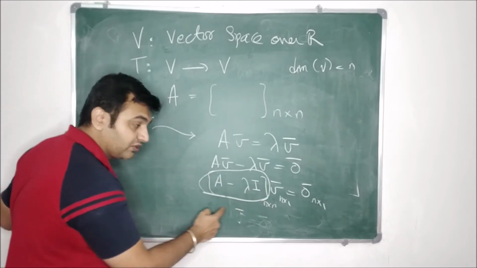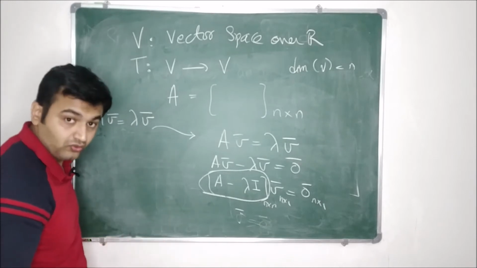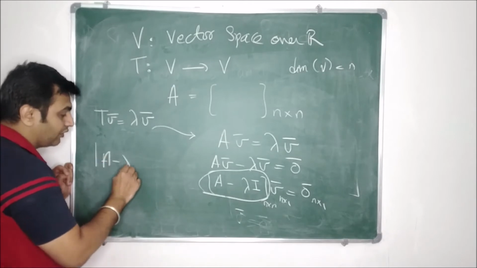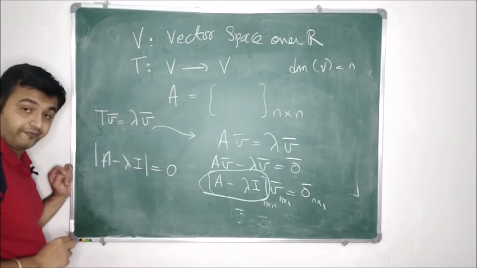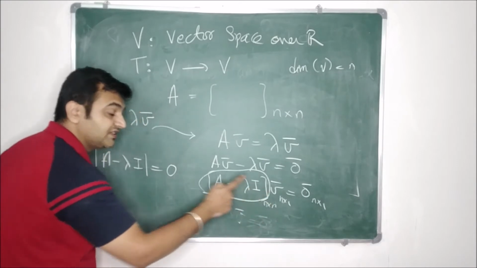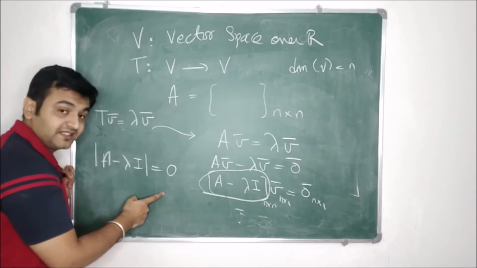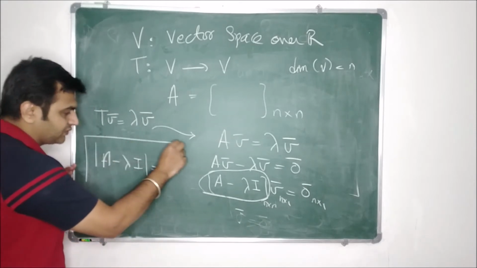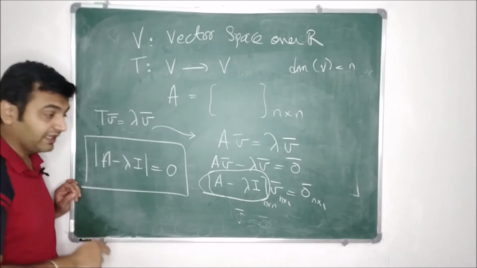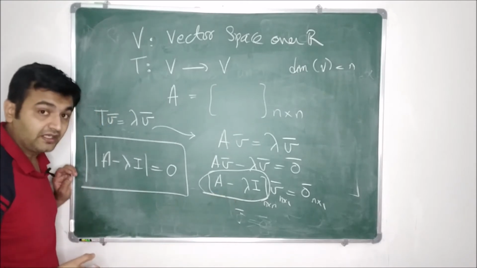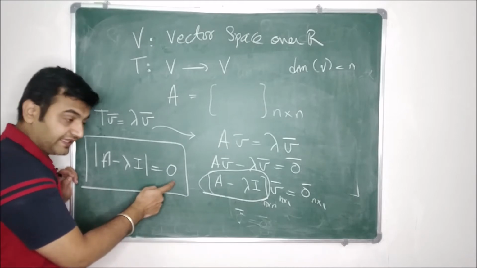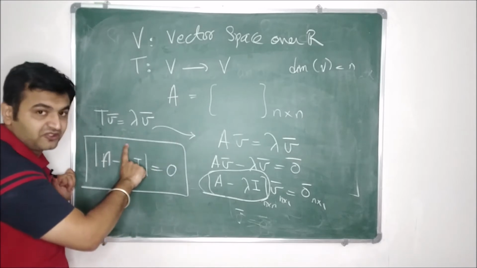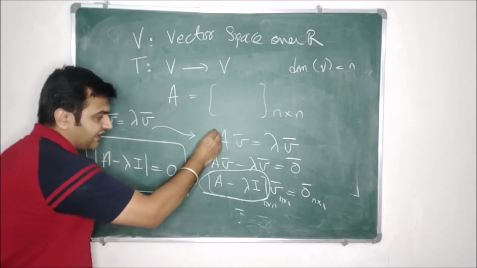Now when this matrix is non-invertible, the determinant is 0. So our job is to find lambda such that the determinant of A minus lambda I is 0. Then only we will get a non-zero eigenvector. If the determinant becomes 0, then we get a non-zero eigenvector. So that's why many times you will see this equation. You have to solve this equation. Why? Because of this reason. You need to find lambda such that the determinant is 0. Then only you will have a non-zero eigenvector. So that's how this equation comes into the picture, and this is the reason behind that.